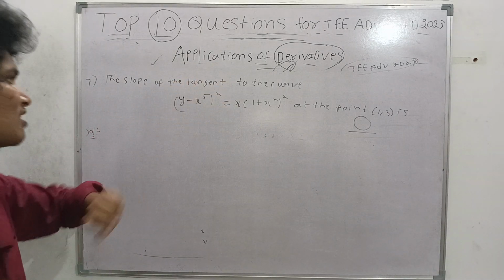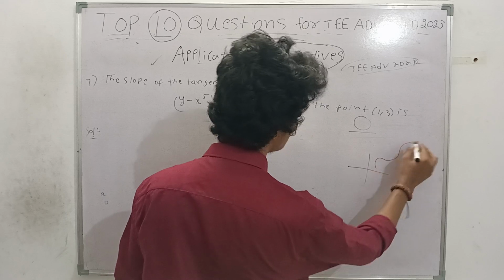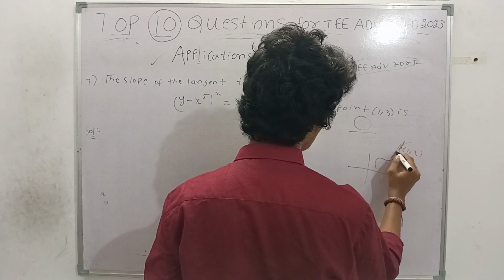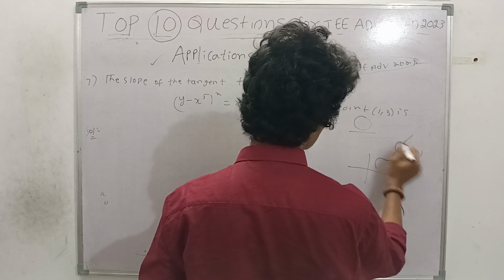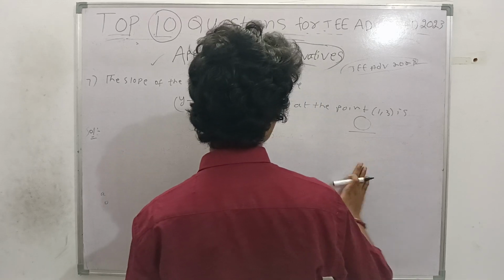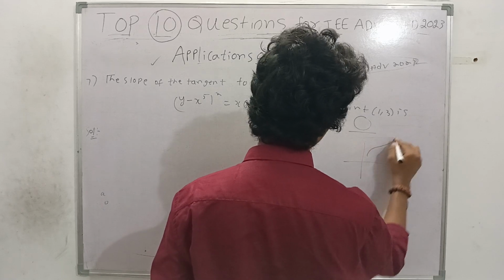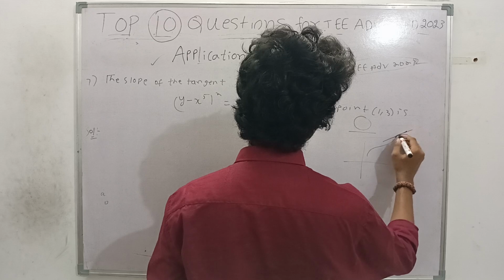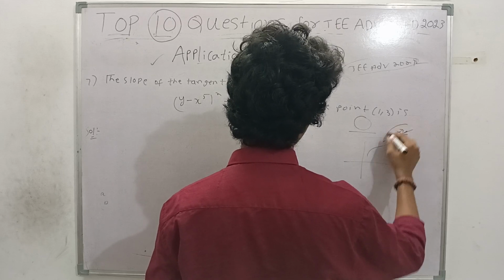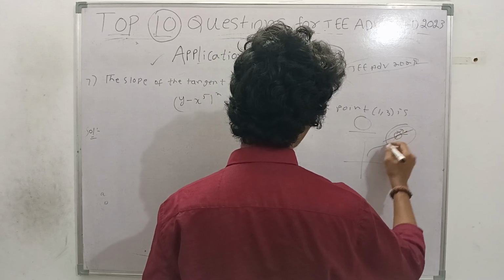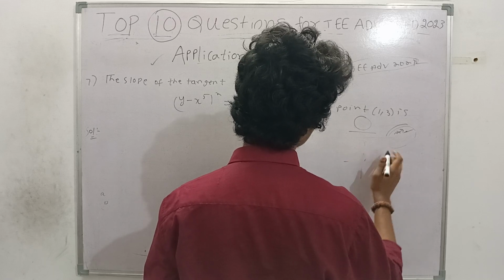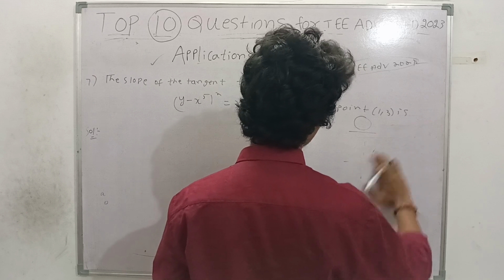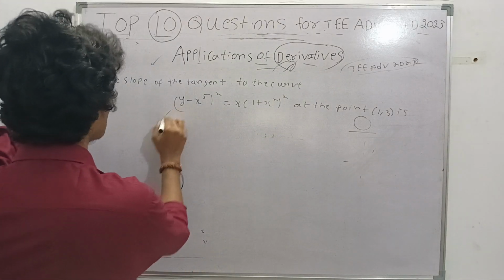Slope of the tangent to the curve. This is a curve. Suppose it is a random curve like this, and suppose this is the point (1, 3). At this point there is a tangent here. So what is the slope of this tangent? They are asking like that. The point is given, and you have to report what slope the tangent makes. It is a very, very important question. You can make any diagram, but you have to first differentiate this.